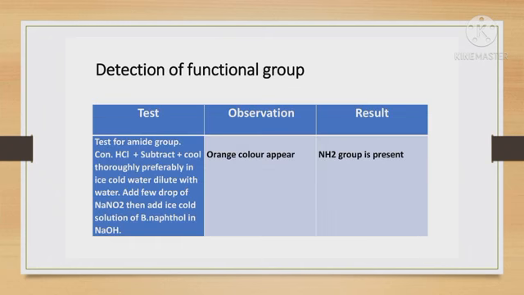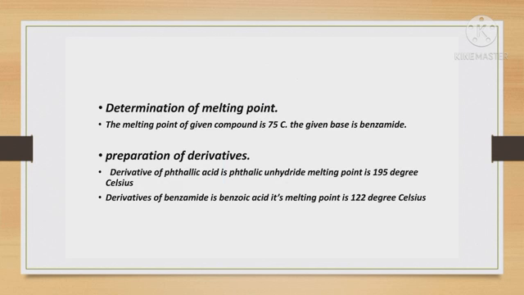Now the detection of functional group for benzamide. Test for amide group: concentrated HCl, cool thoroughly, preferably in ice cold water, dilute with water, add a few drops of NaNO2, then add ice cold solution of beta naphthol in NaOH. Observation: orange color appears. Result: NH2 group is present. Determination of melting point: the melting point of the given compound is 75 degrees Celsius. The given base is benzamide.